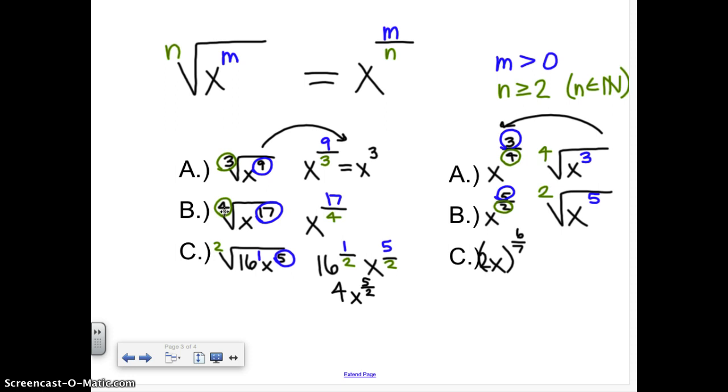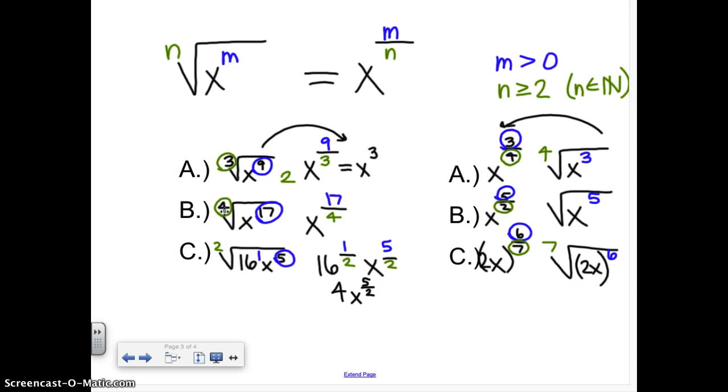Now, the only thing I don't really like about that is this 2. For square root, we don't really want that 2. So we could just leave it this way because it is understood. It is understood that, you know what? When we don't see a number there, that is the square root. Okay, last one. Exponent of 6. So my radicand of 2x is to the 6th. And my index is 7.